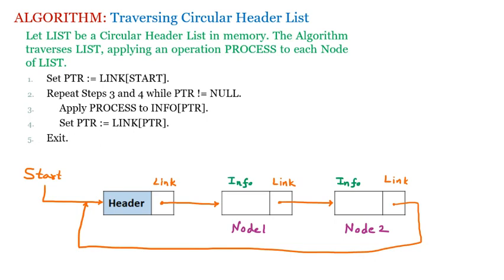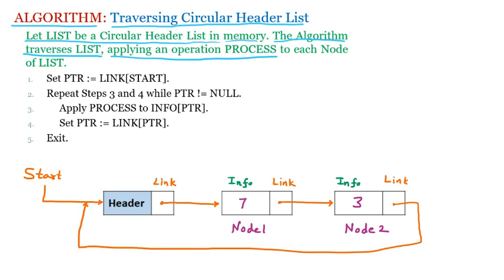Let us suppose there are a few elements here, 7 and 3. These are the elements present in nodes 1 and 2. Now we are starting with the algorithm. The first thing it says is traversing the circular header list. Circular, when the last node is pointing to the first; header, which contains the header node. Now let LIST be a circular header list in memory. The algorithm traverses this list applying an operation PROCESS. We are assuming that PROCESS is a display operation on each node of the list.